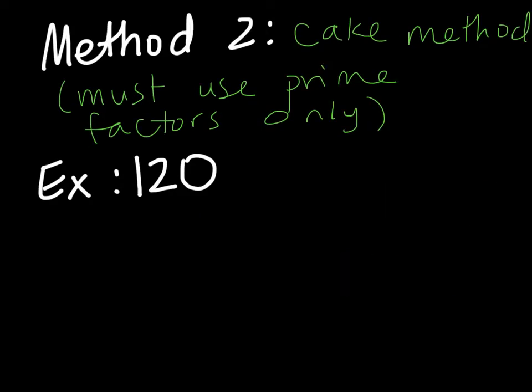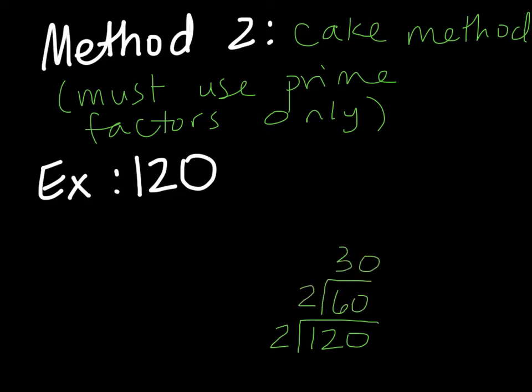All right, the second method is called the cake method, and we're going to do 120 again to make sure we get the same thing. The cake method means you must use prime factors only. So what you do in the cake method is you start with 120, and basically we're kind of doing division problems, and we say, all right, 120, well, I have to think of a prime factor only that goes into 120. 2 is a good one to start with. So 2 goes into 120 60 times. 2 can go into 60 again 30 times. 2 can go into 30 15 times. 5 is prime. It goes in 3 times, and now I'm at a prime number.